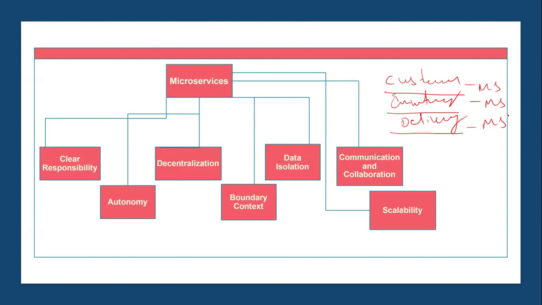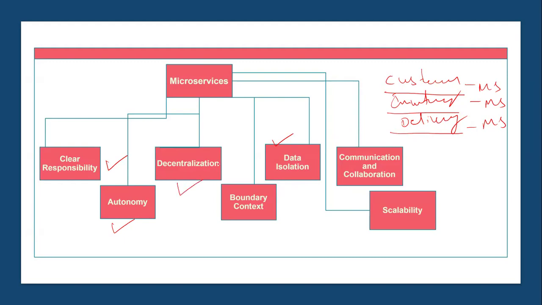So each module you can create as a microservice so that you achieve clear responsibility. Autonomous: each microservice should be independently manageable and independently deployable. It should have its own database, so data isolation as well. You need not share customer data with inventory, or inventory data with customer, vice versa. In microservices we maintain separate databases, so you can achieve data isolation.